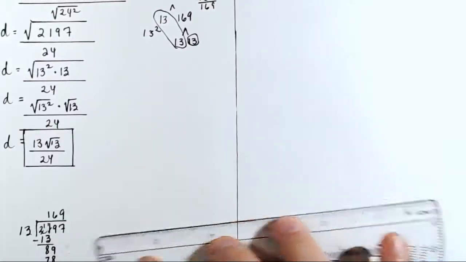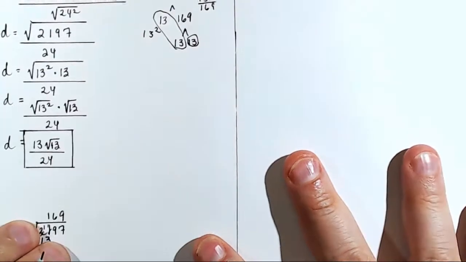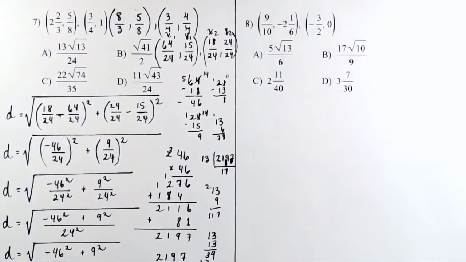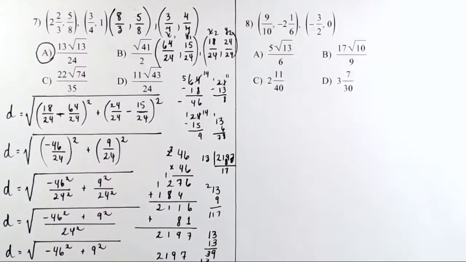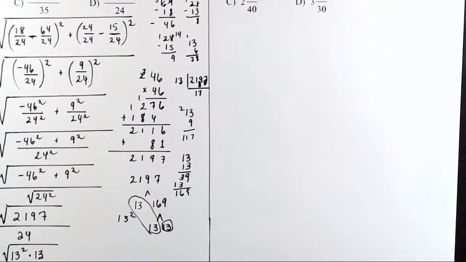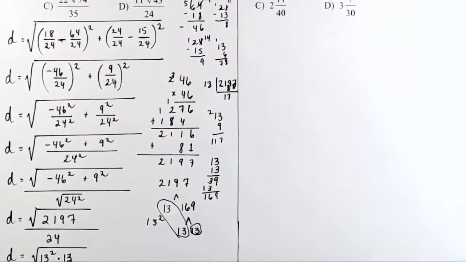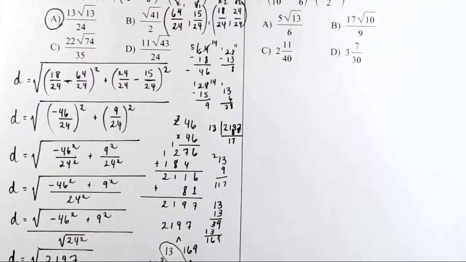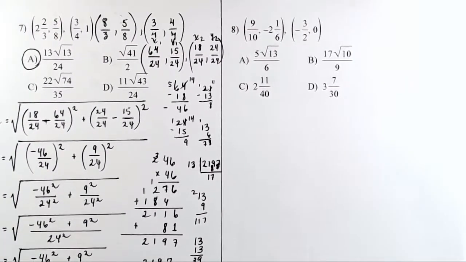I'm putting it in a box preemptively because I am just hopeful. And there it is, letter A. Good Lord, what a nightmare. These problems are the things nightmares are made of, people. Okay, so now what? Number 8. Let's proceed.